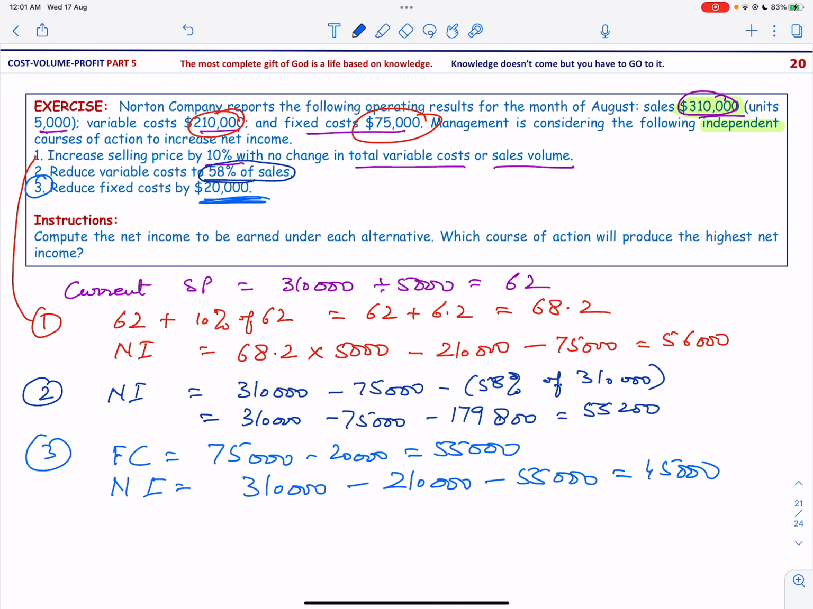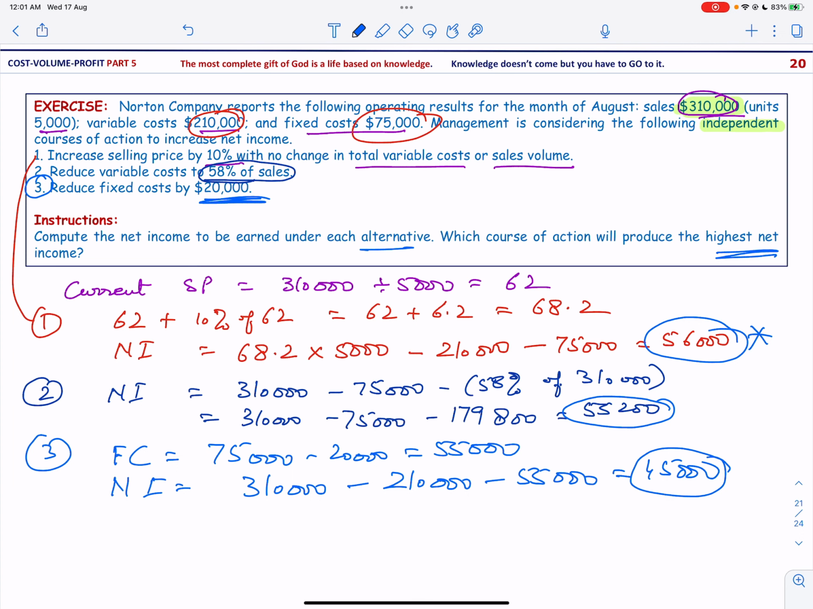So compute the net income to be earned under each alternative. So the net income is 56 here. Here the net income is 55, and in the third case it is 45. Which course of action will produce the highest net income? And obviously you can see that it is number 1 that is going to generate the highest net income.